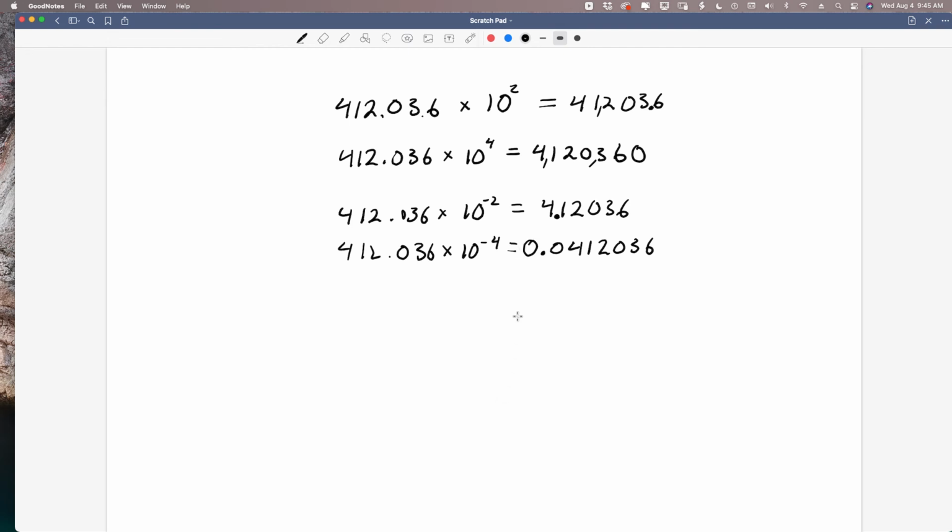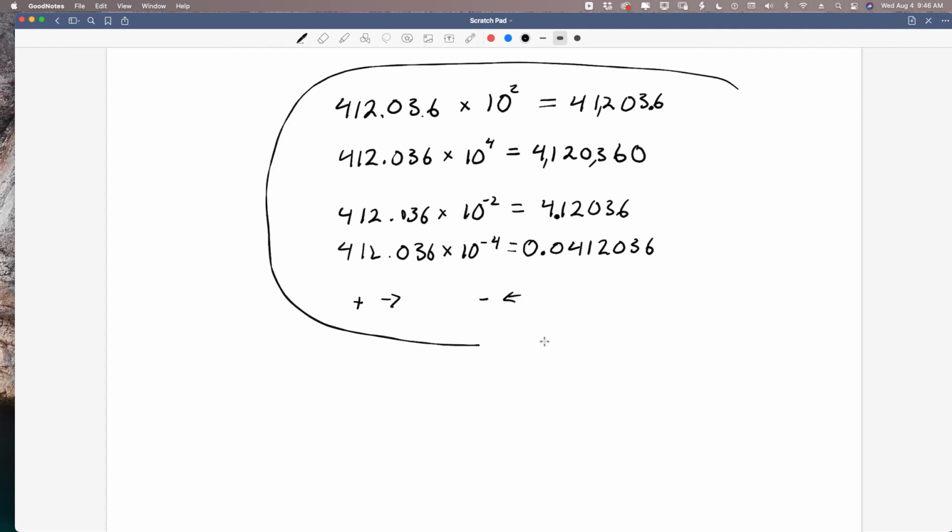So you can see how the number affects the spaces, but the positive or negative sign affects which direction we move the decimal. So positive goes to the right and negative goes to the left. That's very important. This illustration will give you everything you need to remember which way the decimal moves when we're doing scientific notation.